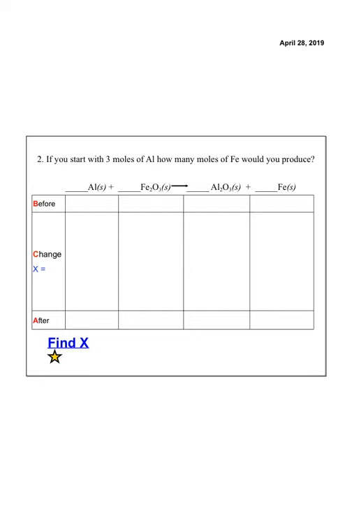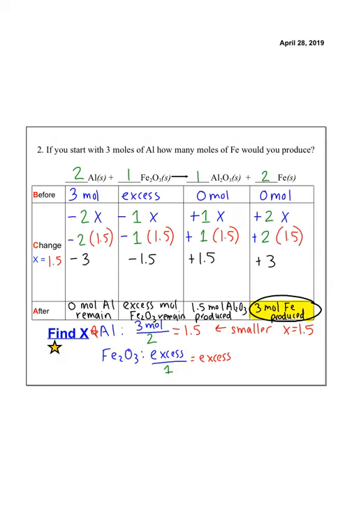All right, this one is very, very similar, so I want you to pause the video and try it for yourself, and then you can check your answer. All right, hopefully you got 3 moles of iron, Fe, produced.